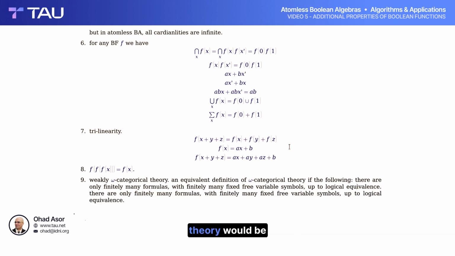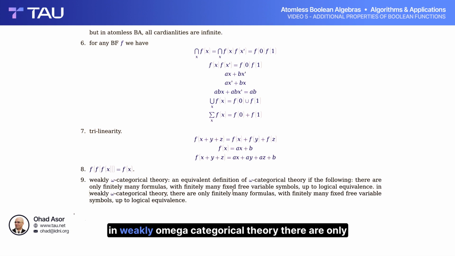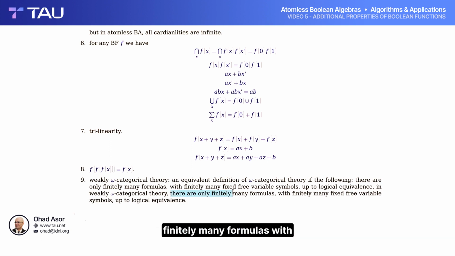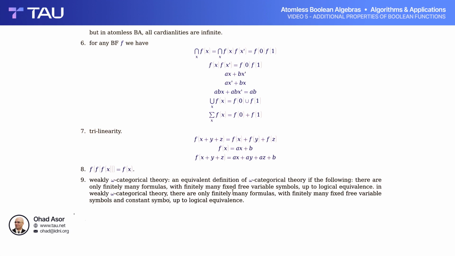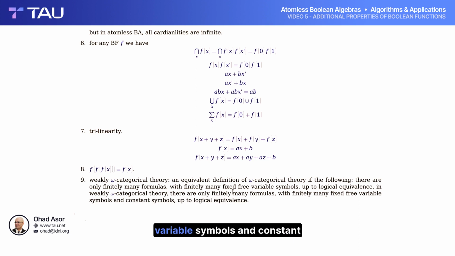In weakly omega categorical theory, there are only finitely many formulas with finitely many fixed free variable symbols and constant symbols. So if I tell you, write to me a formula, but those are the only free variable symbols and constant symbols that you can use, and you can only give me finitely many such formulas up to logical equivalence, then we call it a weakly omega categorical theory. Now, the theory of atomless Boolean algebra is weakly omega categorical.